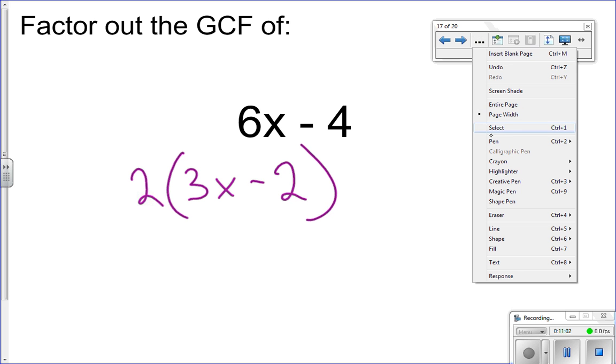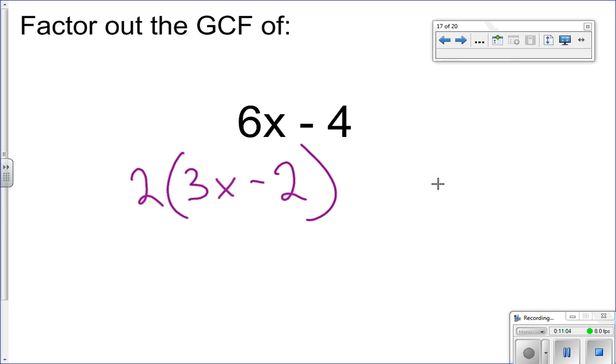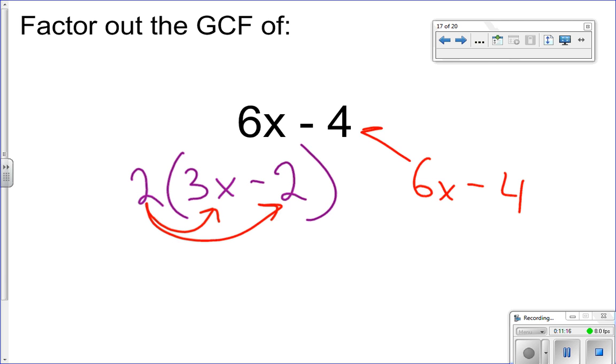And remember, you can always check this by going the opposite way, by multiplying 2 to both terms. Distribute. Multiply 2 to 3x and I get 6x, and 2 times negative 2 is minus 4. And look, these two are the same thing. It's a great way to check.